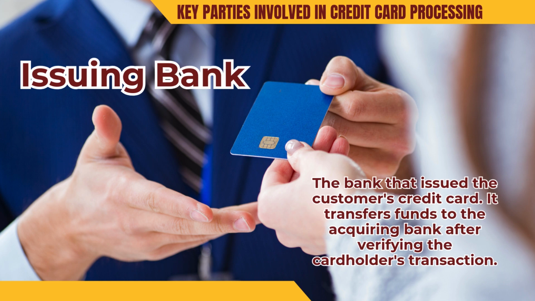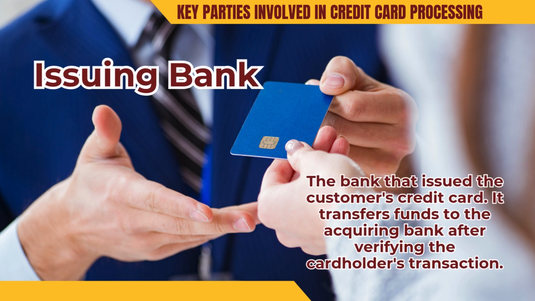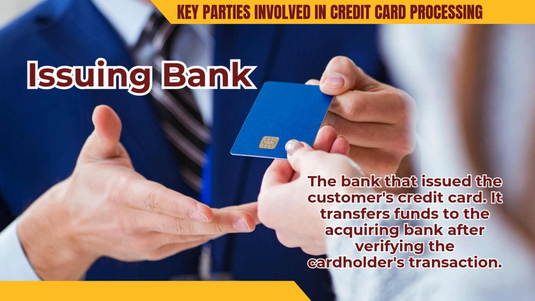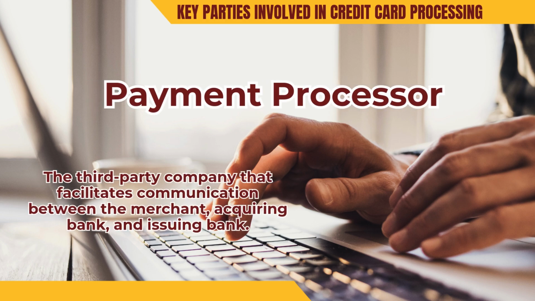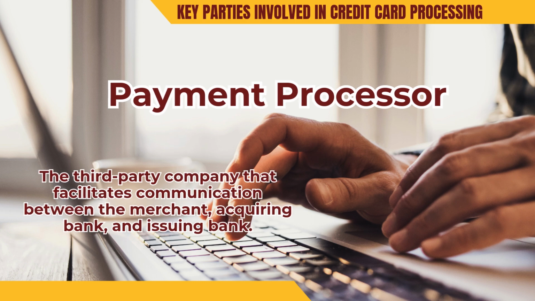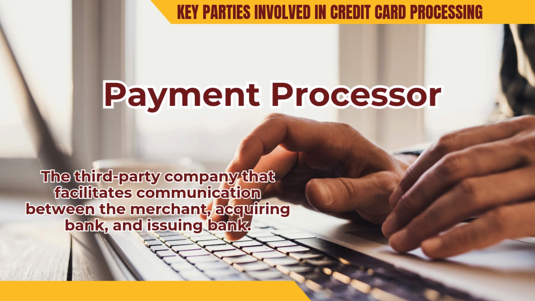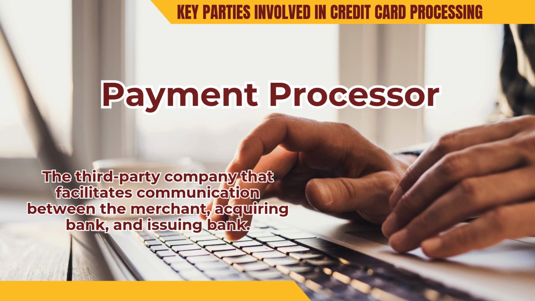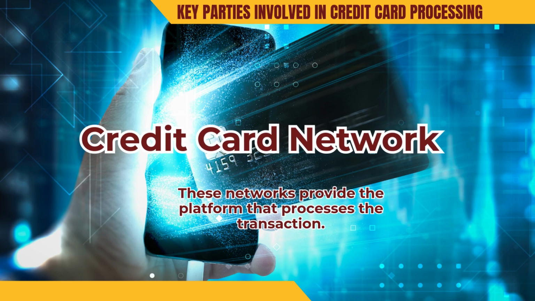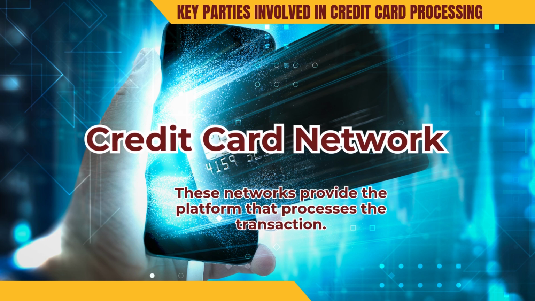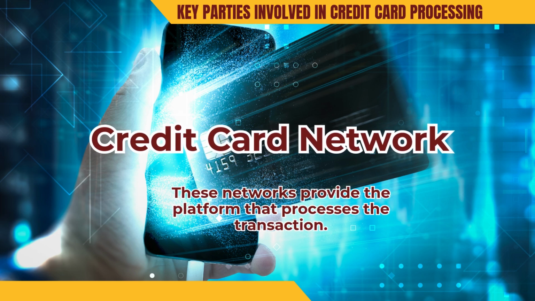The issuing bank or the customer's bank is the bank that issued the customer's credit card. It transfers funds to the acquiring bank after verifying the cardholder's transaction. The payment processor is a third-party company that facilitates communication between the merchant, acquiring bank, and the issuing bank. And credit card networks like Visa and MasterCard provide the platform that processes the transaction.